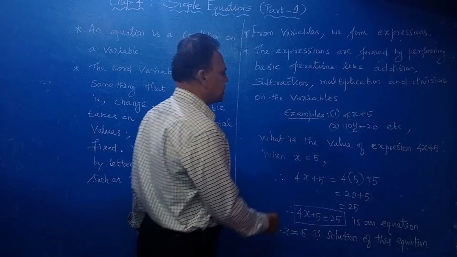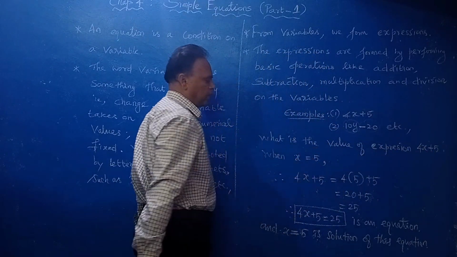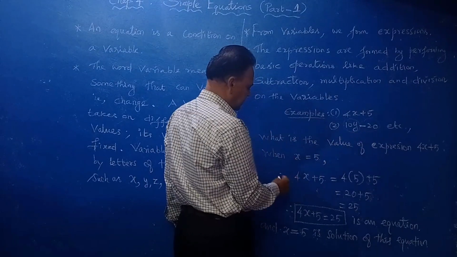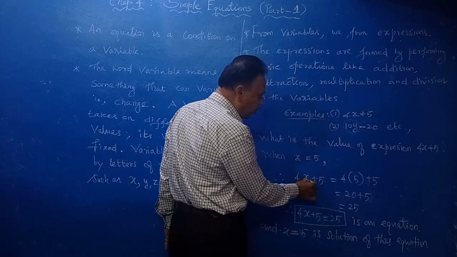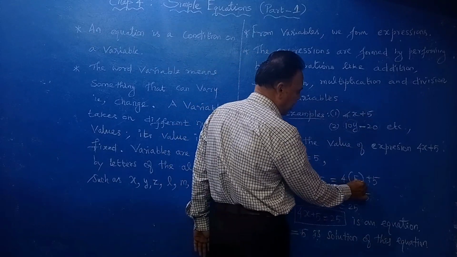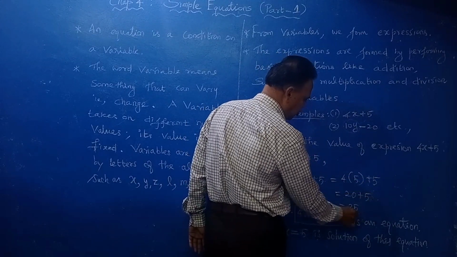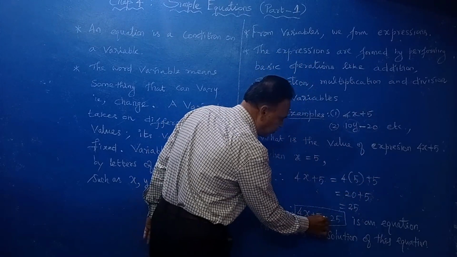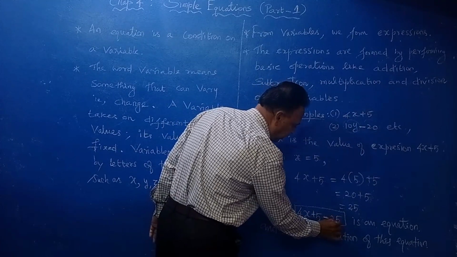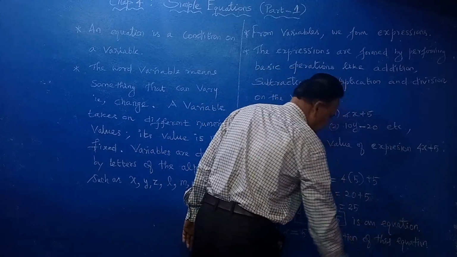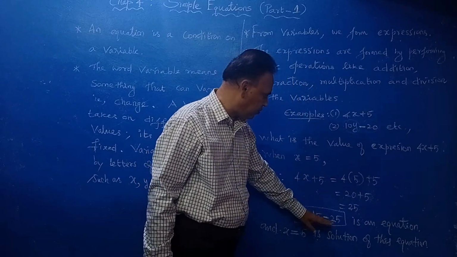So what is the value of this expression when x is equal to 5? Just to recall, you write the expression and put the value of x. Putting the value of x means 4 into 5 plus 5, that is 20 plus 5, that is 25. So 4x plus 5 is equal to 25. This is called an equation. Clear? 4x plus 5 equal to 25.